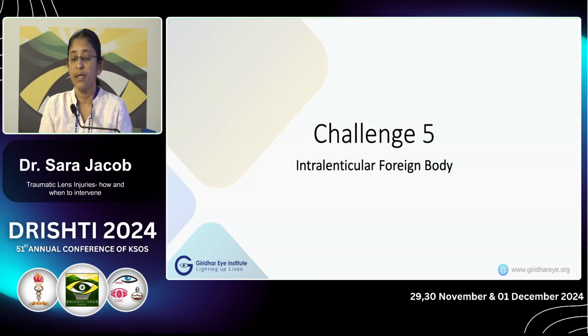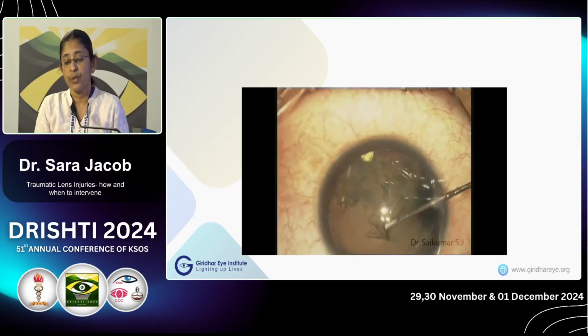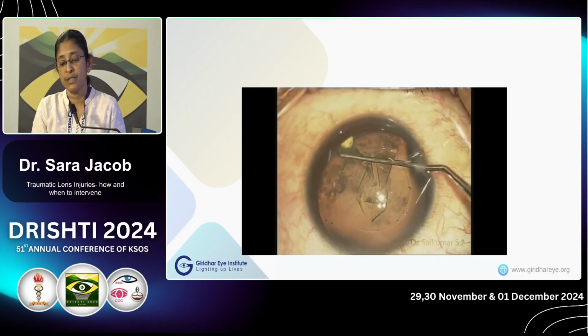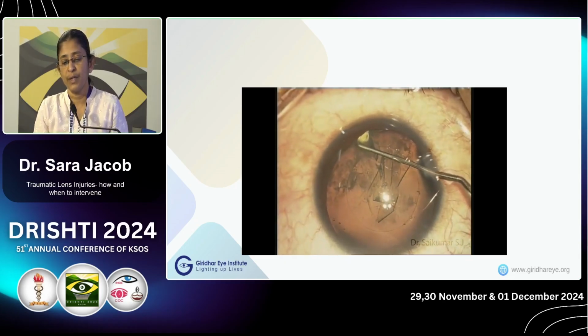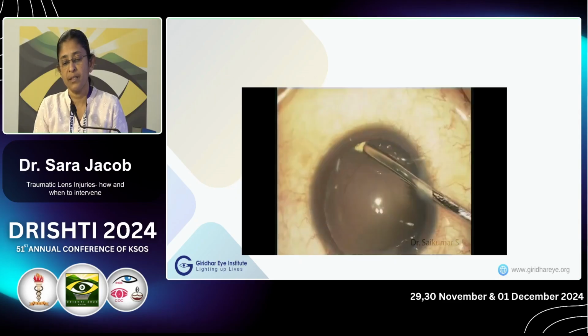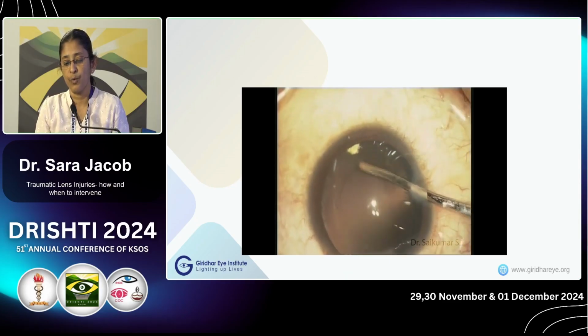associated ocular injuries. The challenge 5 is intraocular foreign body. Inert intraocular foreign bodies like glass can be managed by observation. Metallic intraocular foreign bodies have to be removed. They can be removed by lens preservation using magnet, or it can be more aggressively removed by primary cataract extraction and intraocular lens implantation. So here there is a metallic foreign body which is lodged just under the anterior capsule. Before doing cataract surgery, before removing the nucleus, the foreign body removal is attempted, but it is not possible. So after removing it with a micro forceps, it is grasped and removed.